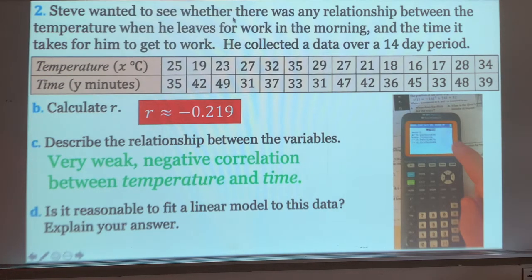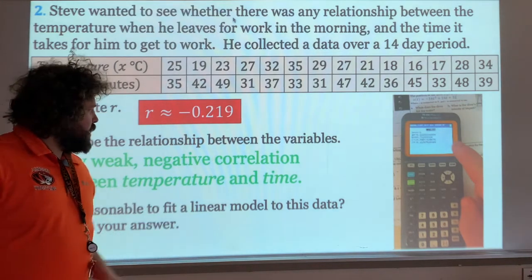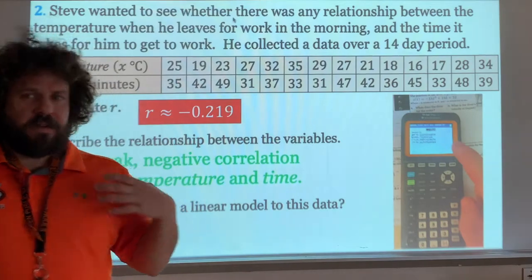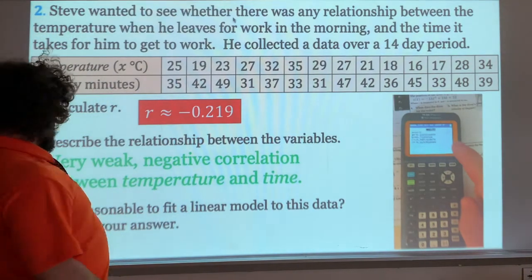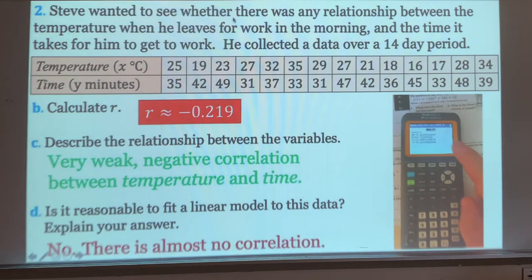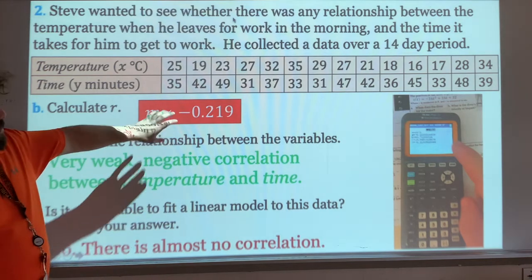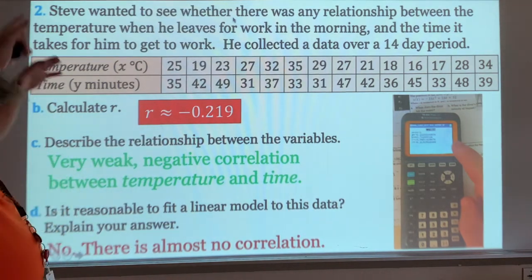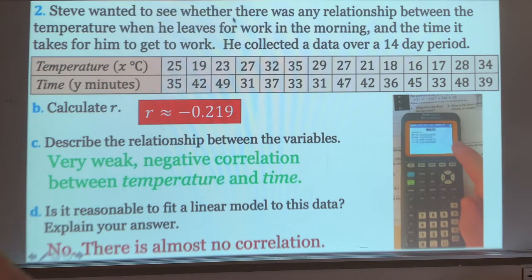That's terrible. Is it reasonable to fit the linear model with this data? So is it reasonable to use this linear model to find other data? No, it's not. You know why? There's almost no correlation. Remember, you want about 0.85 or negative 0.85 to 1 or to negative 1. All right. There we go. That is problem 2.